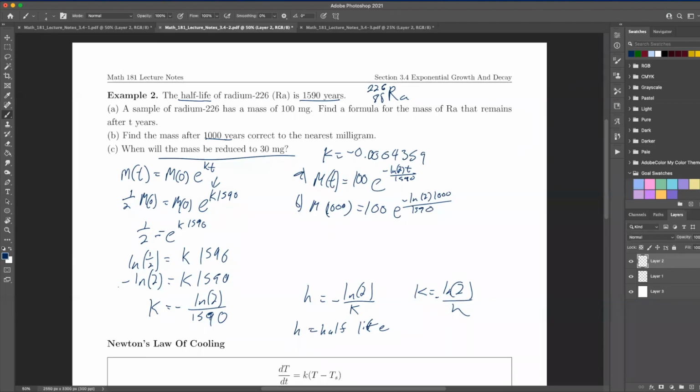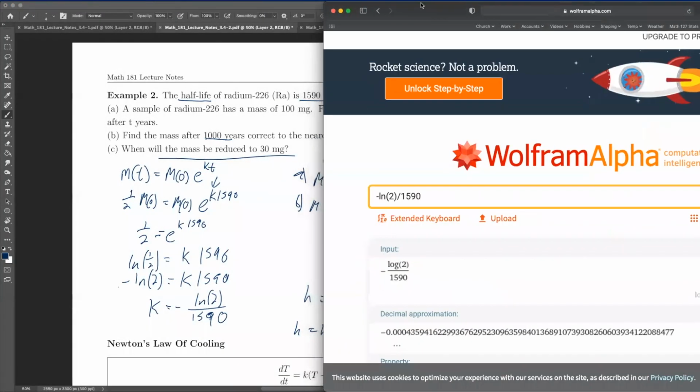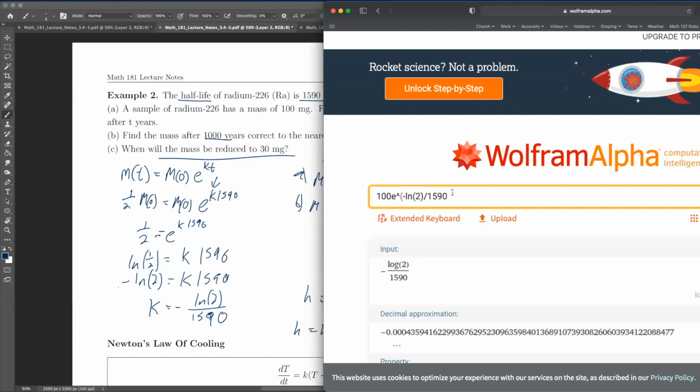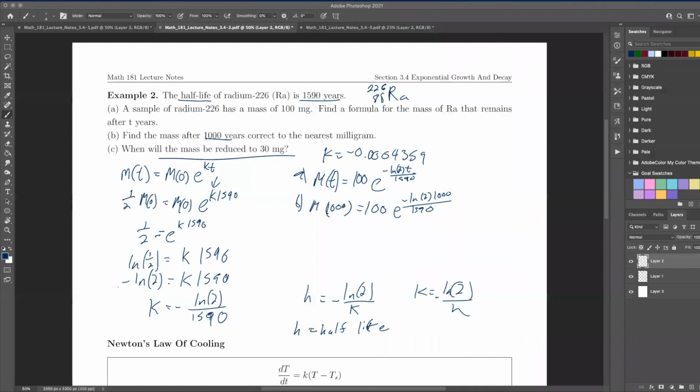Let's type that in and get ourselves an answer. So we'll have 100 e raised to the power, and we're going to do this for 1,000 years. All right, so here we get 64.67. Whatever, do whatever the book asks you to do. It'll tell you how many significant figures in the book.